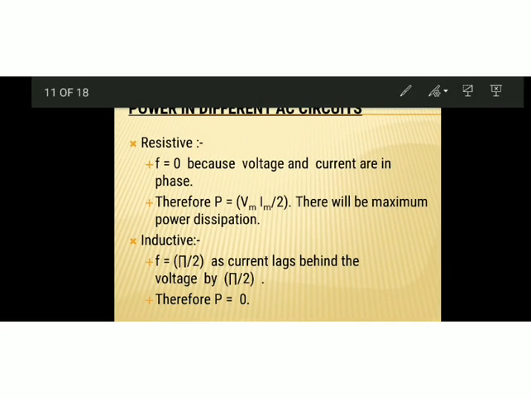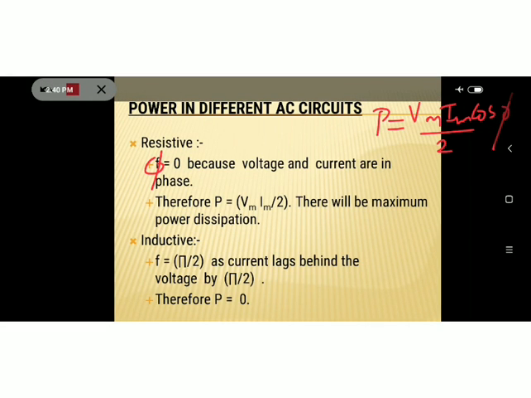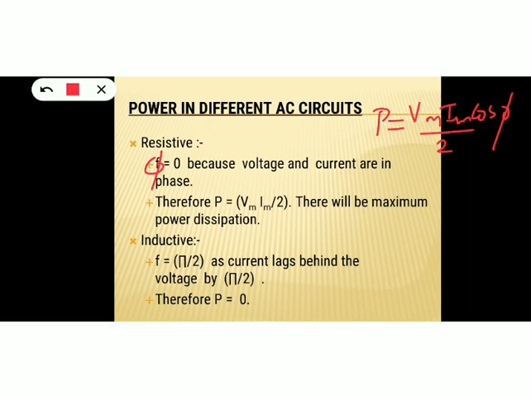Now, power in different types of AC circuits. When phi is 0, voltage and current are in phase. So, power P will be equal to Vm Im by 2, because we know that power P is equal to Vm Im by 2 into cos phi. When phi equals 0, cos 0 is 1, so power P will be equal to Vm Im by 2, and it will be a purely resistive circuit.